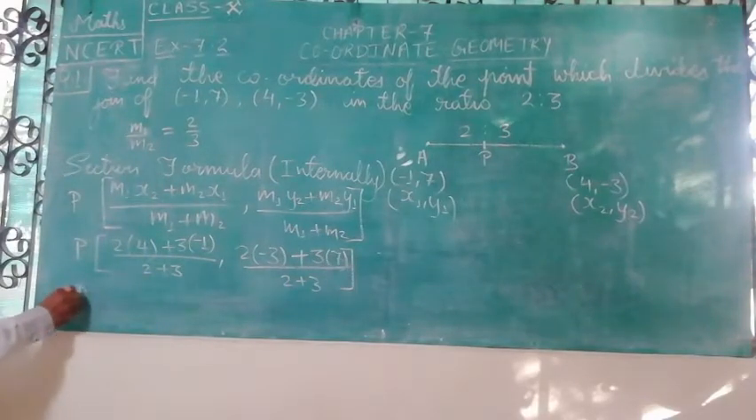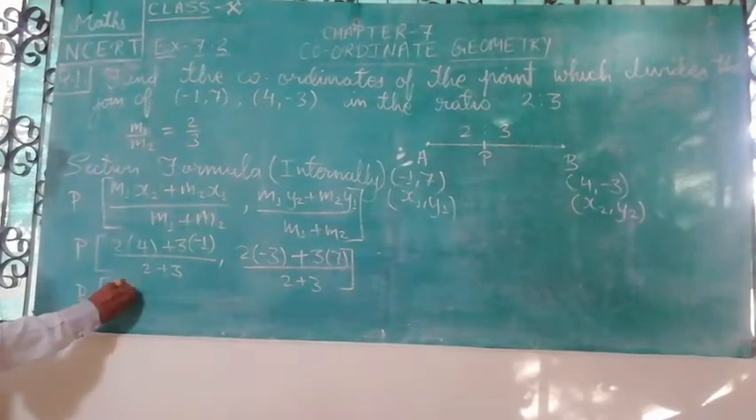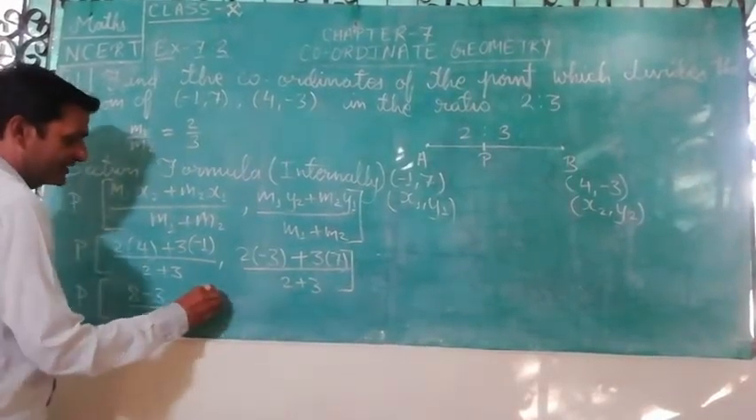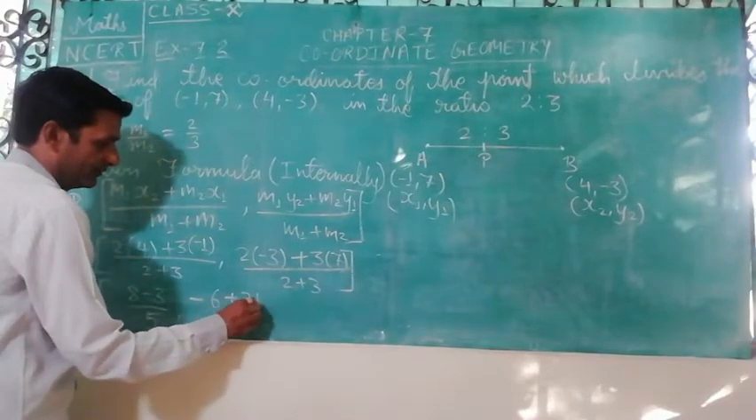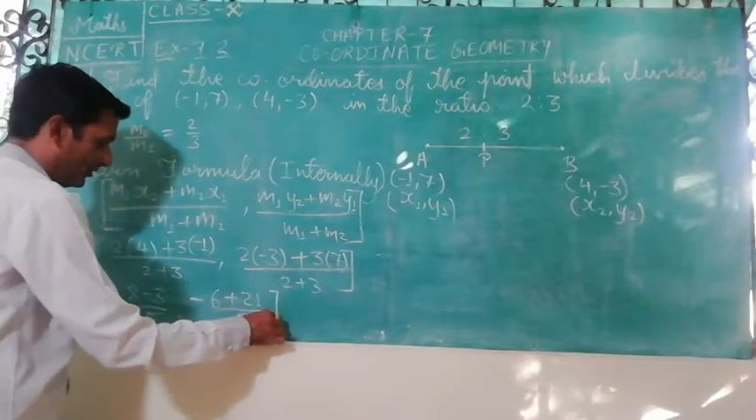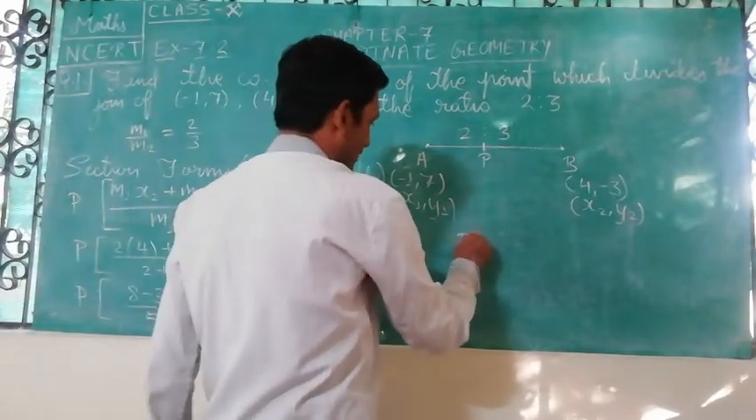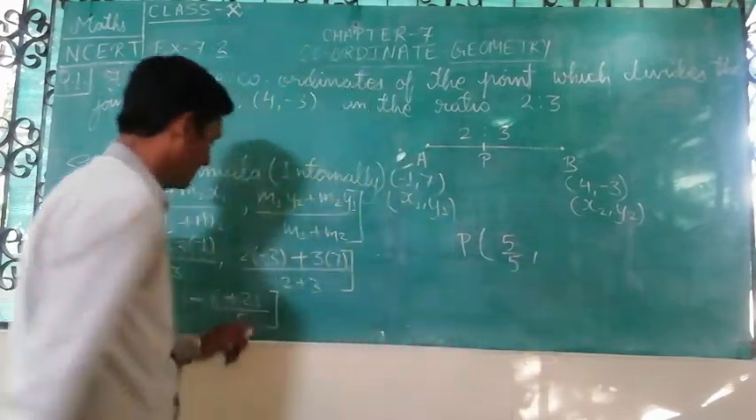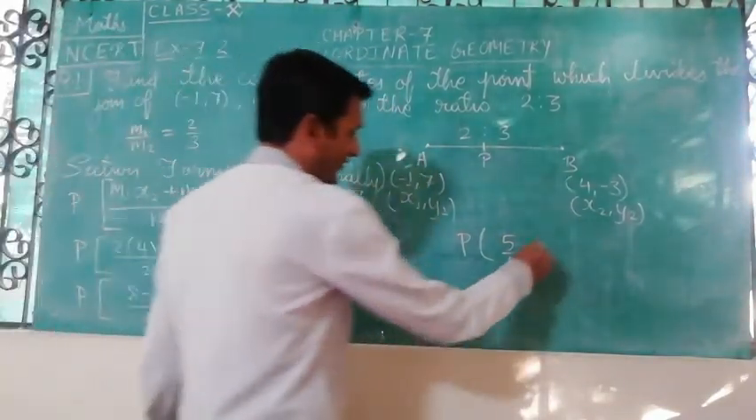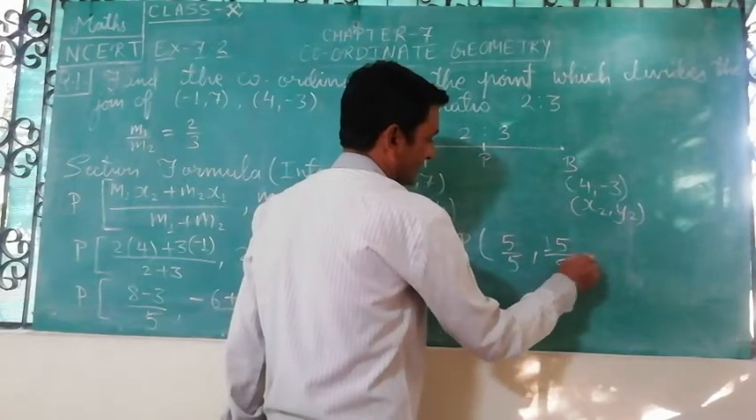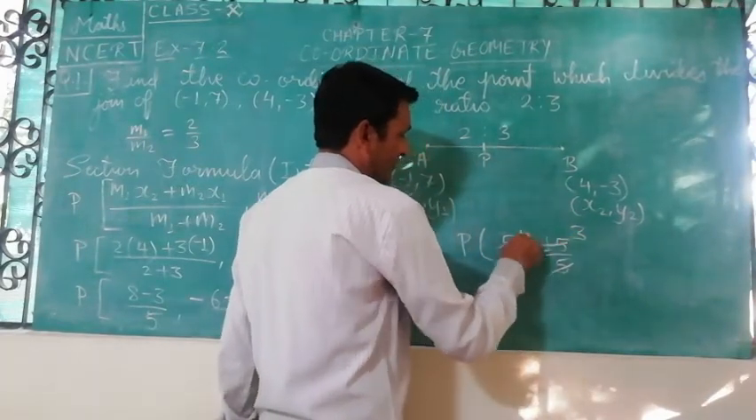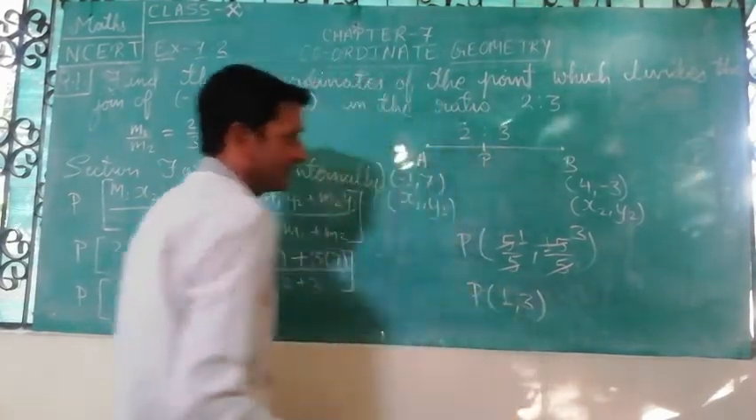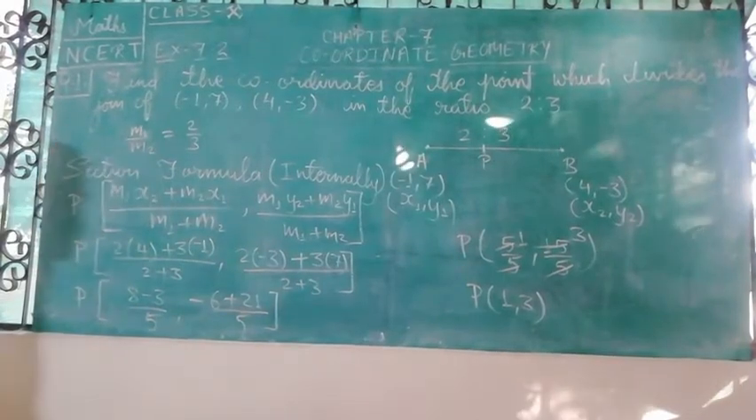So what we will get here? See, 2 4s are 8 minus 3 upon 5, comma, 2 into minus 3 is minus 6 plus 21 upon 5. So lastly we can conclude that coordinates of P will be what? It is 5 upon 5, comma, 21 minus 6 is 15, 15 upon 5, that is 3 we can say. And here it is 5 upon 5. So the coordinates of point P will be (1, 3). This is the solution of the given question.